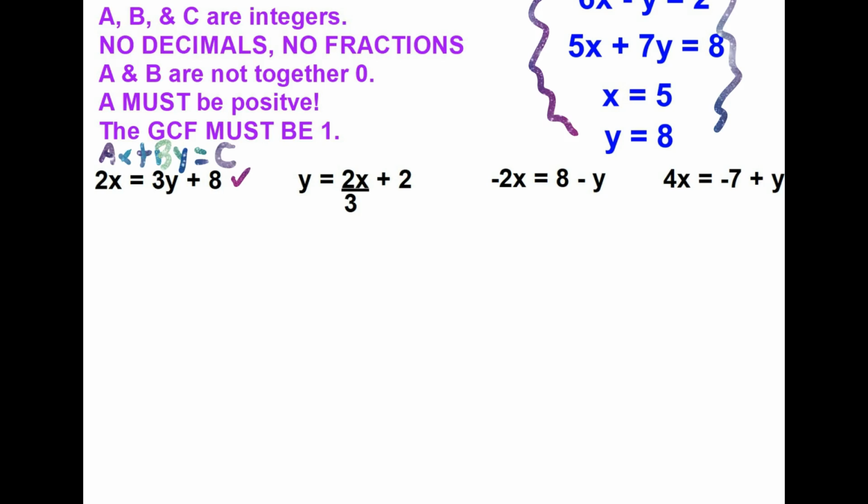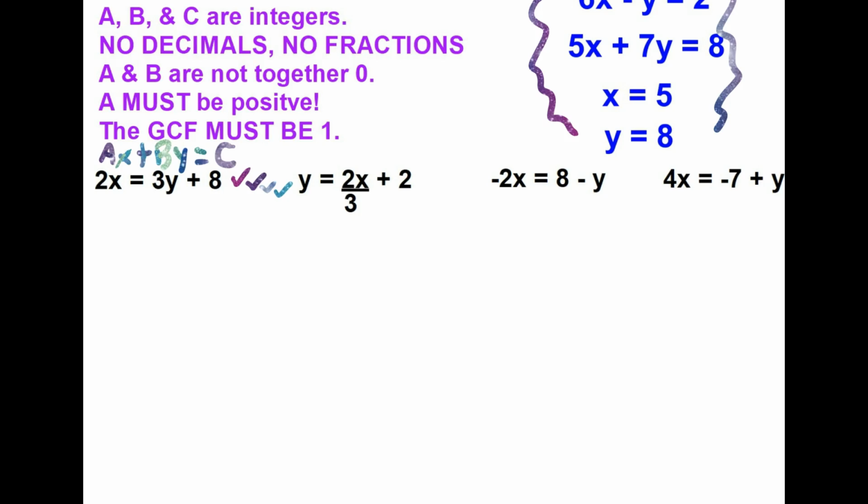A and B are not zero together. Yep. A must be positive. And the greatest common factor between 2, 3, and 8 is 1, because 1 is the only number that divides evenly into 2, 3, and 8. The only issue is, we got all that set up, but it's not in the form of ax plus by equals c. That's the problem.